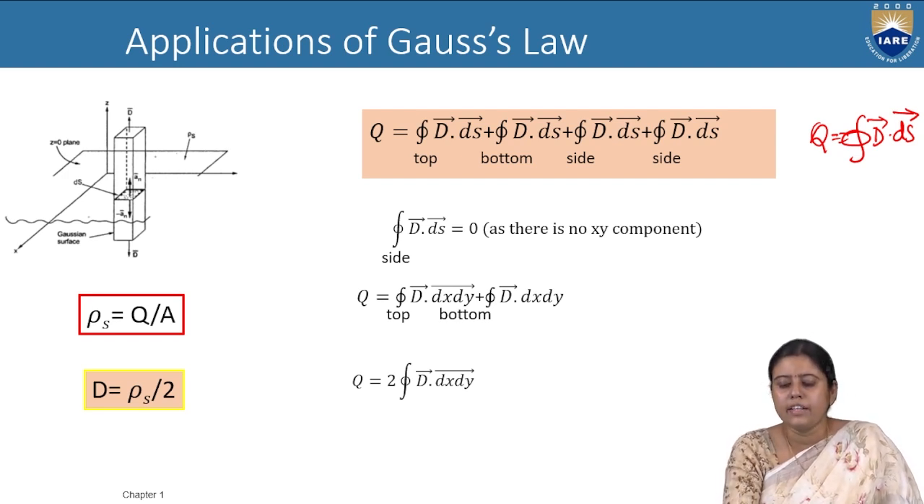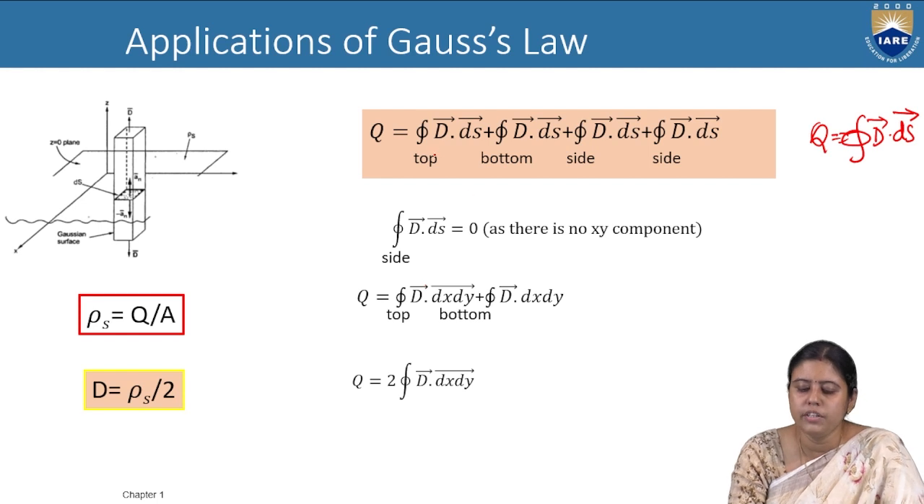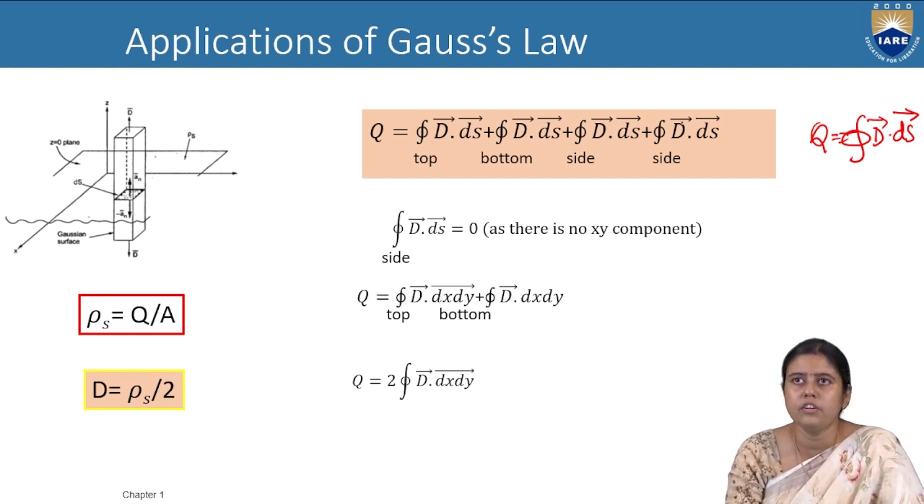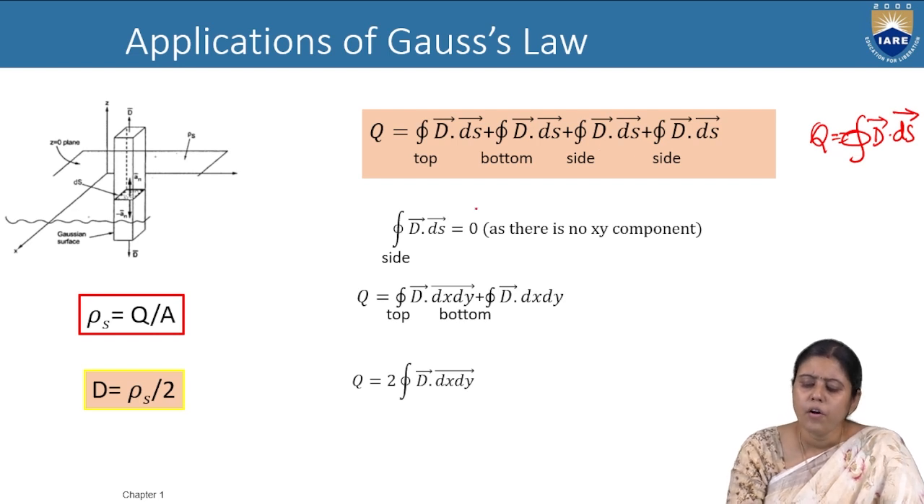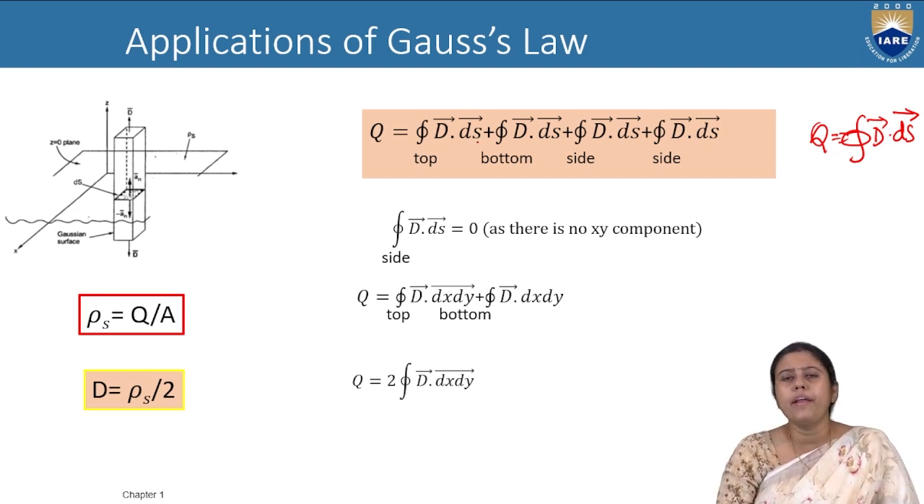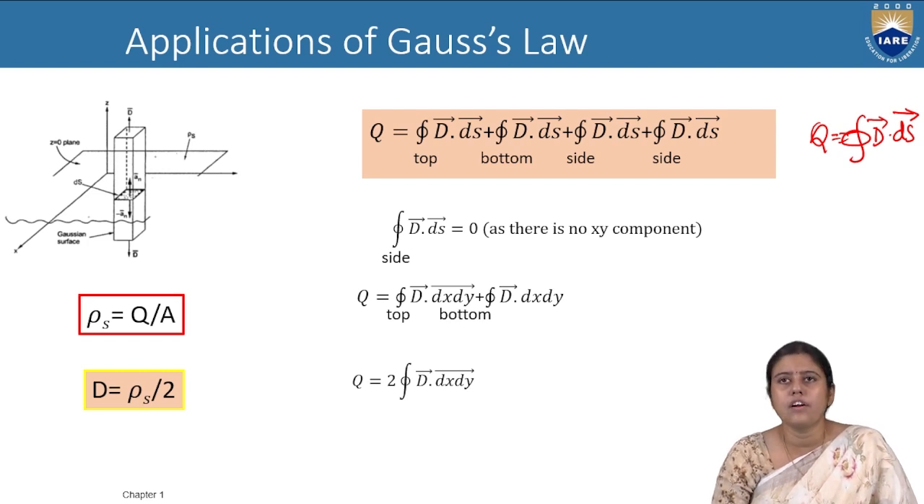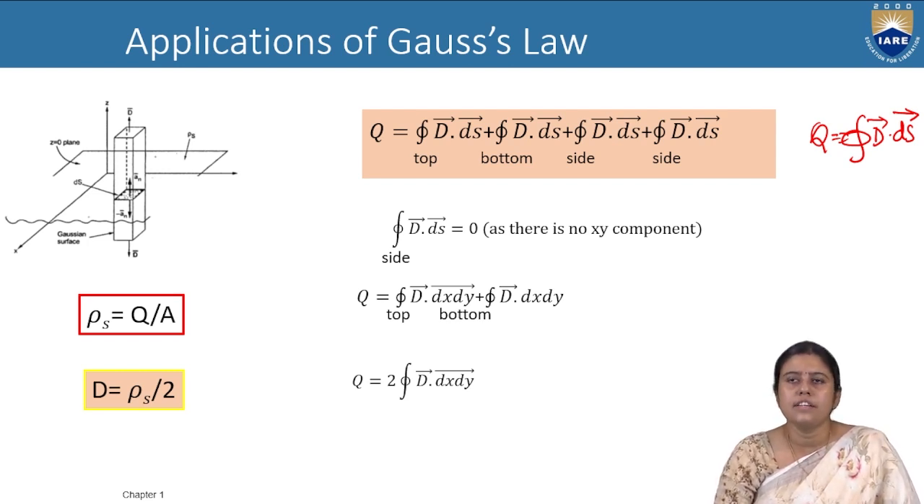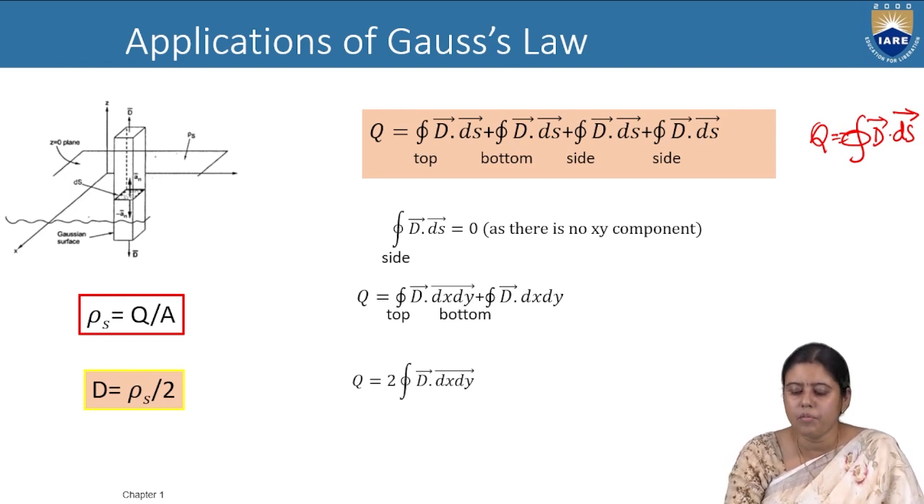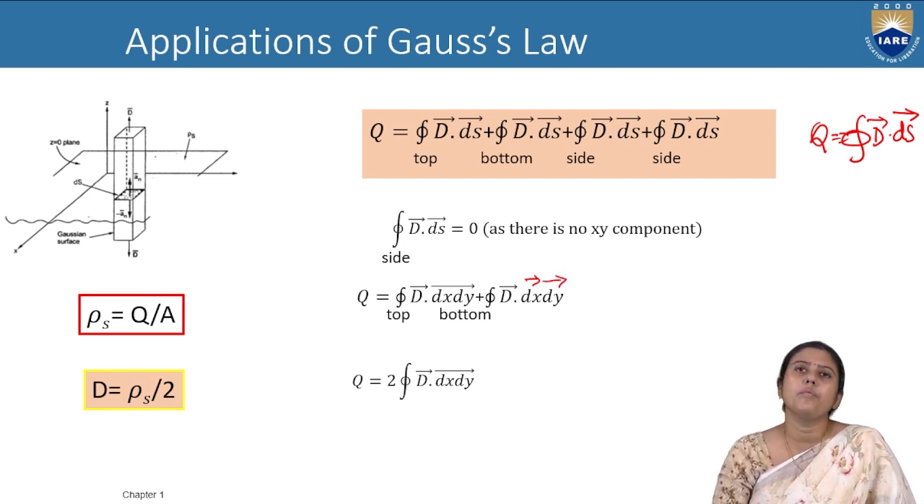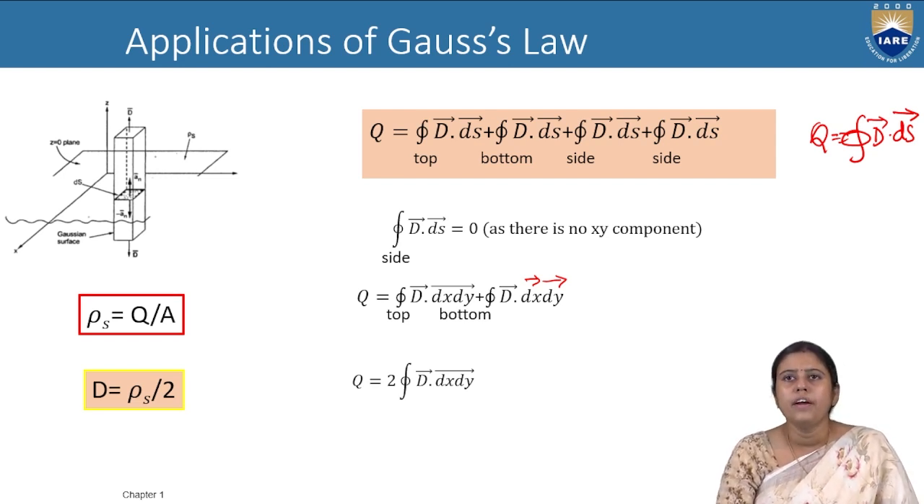So now our equation has been minimized, and Q is equal to the integral of D dot ds over the top plus the integral of D dot ds over the bottom. So what is ds? As it is an xy plane, ds is nothing but dx into dy. Similarly, for the bottom also, ds is equal to dx dy. As this is the same thing, we can write Q as the integration of D into dx dy.